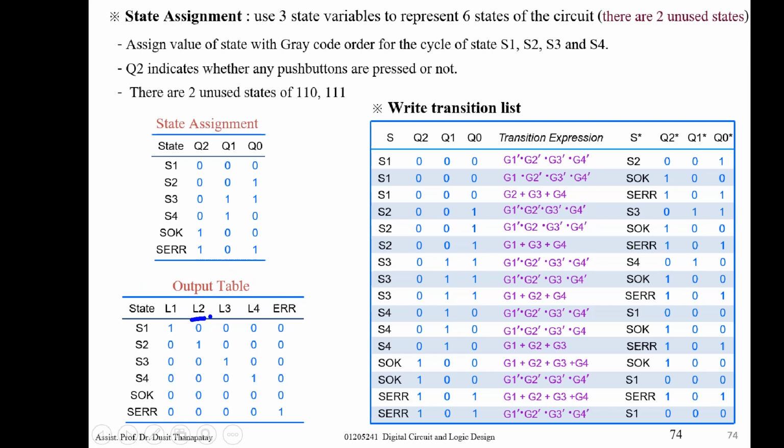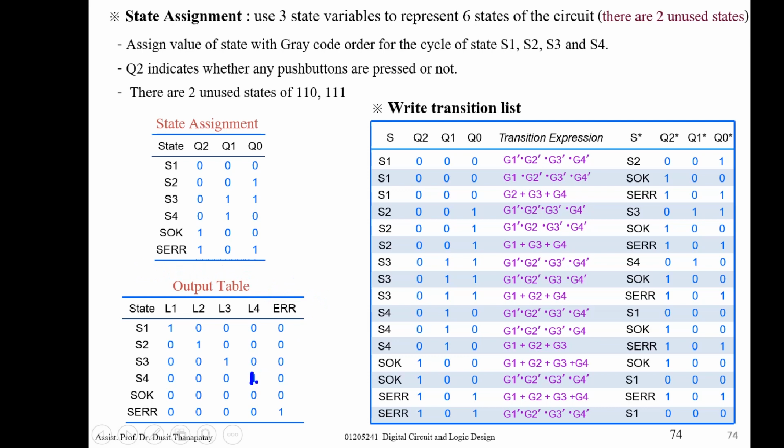How about the output equation for L2? You turn on L2 only when the machine is at state S2. S2 is 0, 0, 1. So you can write the equation for L2 as Q2 prime and Q1 prime and Q0. That means L2 will be 1 when Q2 is 0, Q1 is 0, and Q0 is 1, for this assignment. And how about L3? L3 turns on when it's at state S3. S3 is 0, 1, 1. So we can write the equation for L3 as what? Q2 prime and Q1 and Q0.